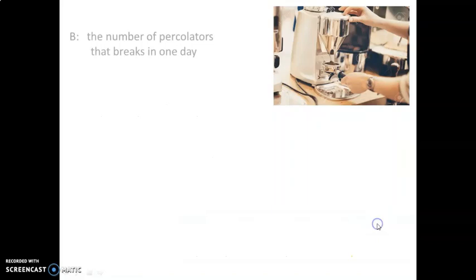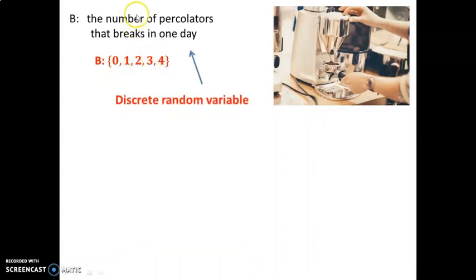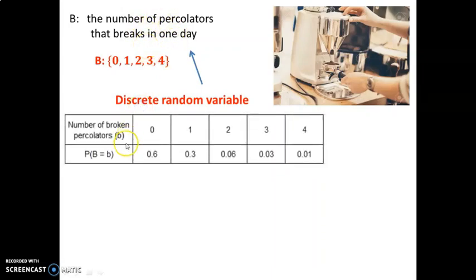All right, so going on from there, again, B is the number of percolators that break in one day. There's our set of possible B values. We know that this is a discrete random variable, and we can represent the probabilities of each outcome in something called a probability distribution table. So here we have 0 broken percolators, or 1 or 2 or 3 or 4, and here are the probabilities of each of those occurring. For example, the probability of there being 2 broken percolators is 0.06, and we can see it right here in the table.